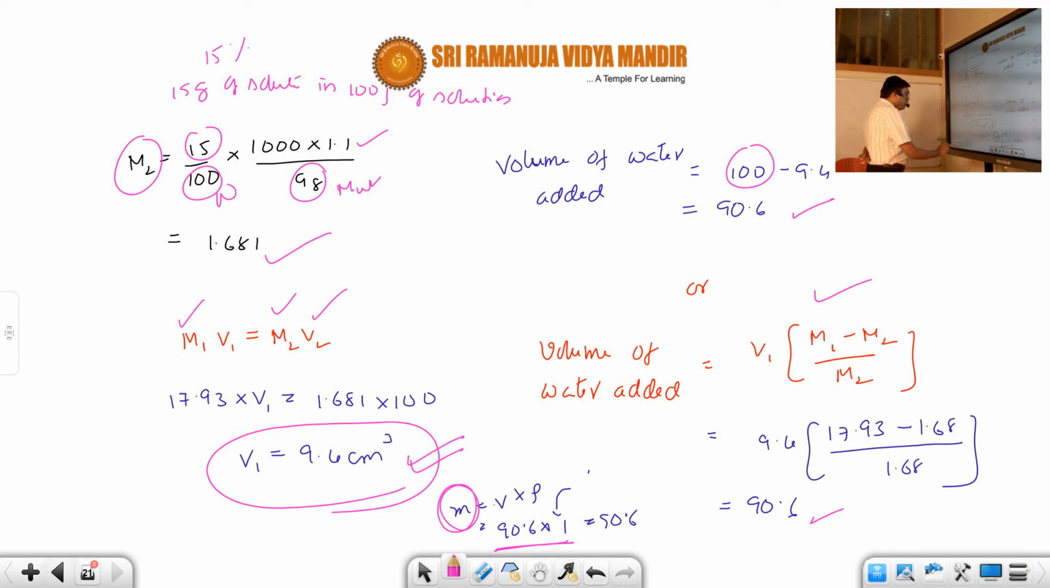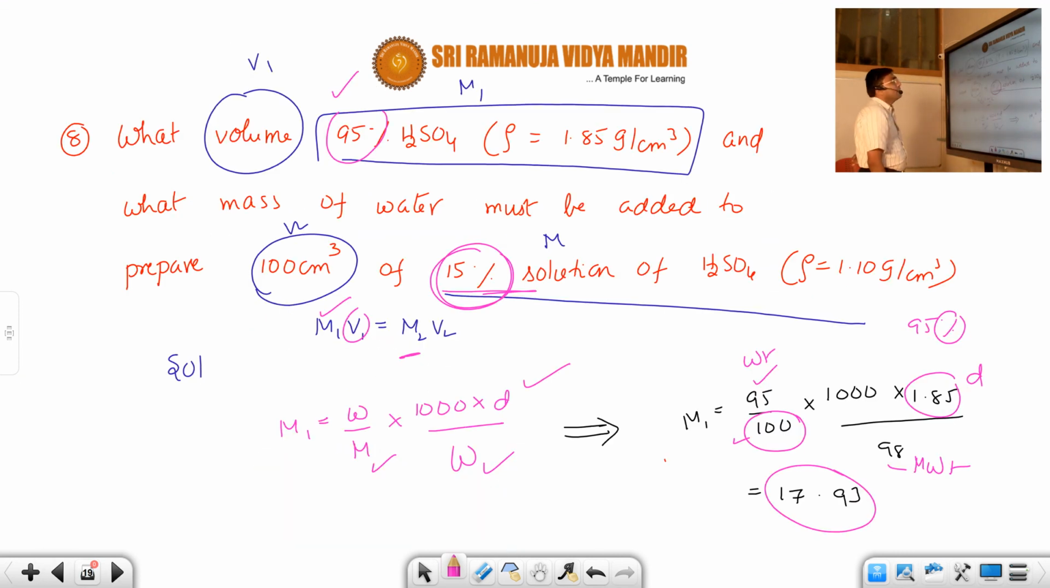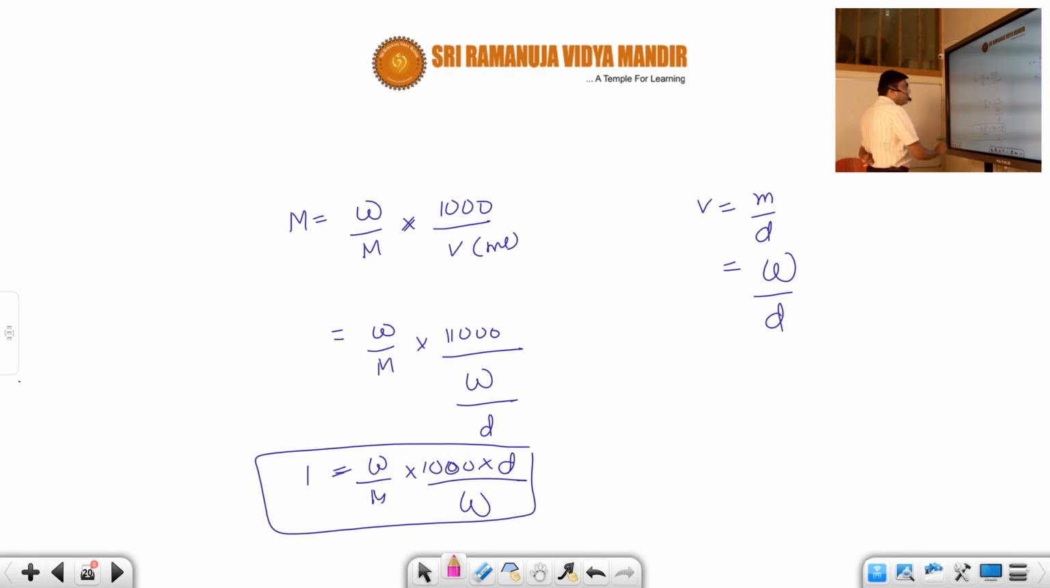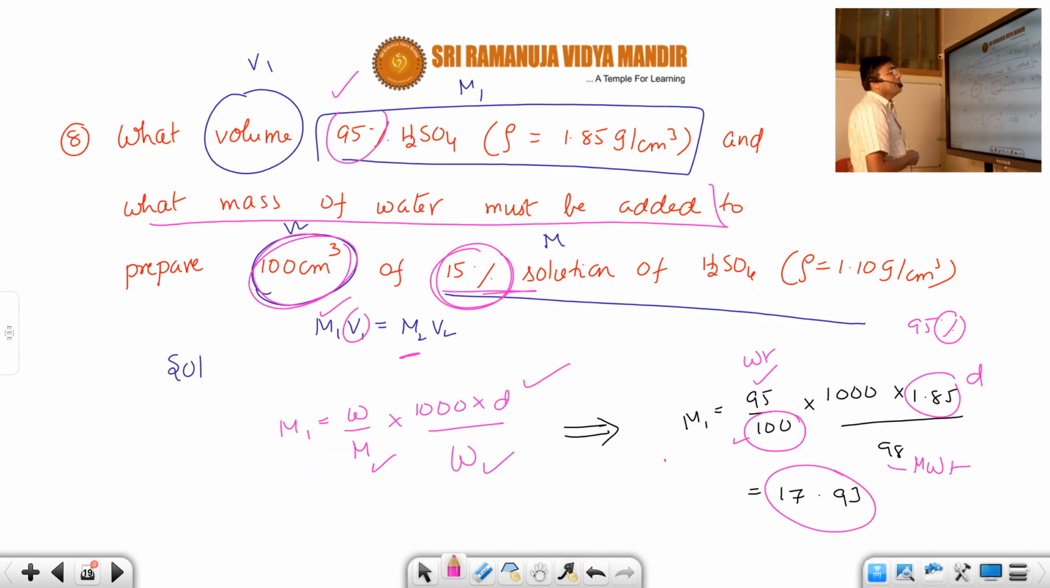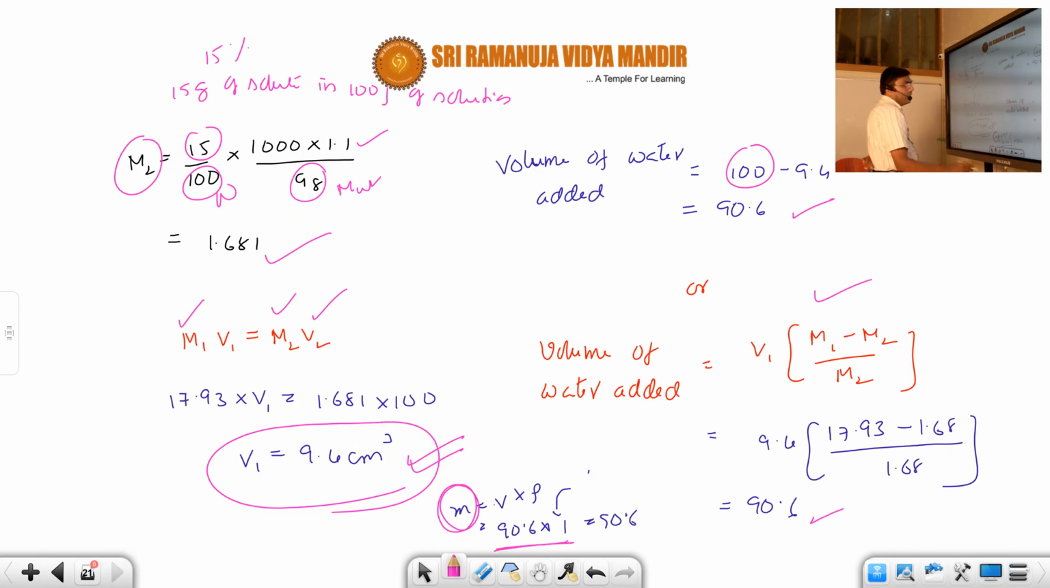Students, you just go back and check the question here. What mass of water must be added is given. So already 100 centimeter cubed is there. So the remaining will be 90 only, you have to add. That question you should know. So here I hope you are very clear. Check out here, 100 is given already, minus the volume 9.4 you got here. When you calculate, you get 90.6.